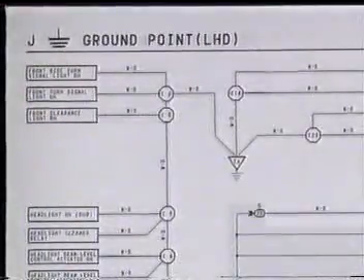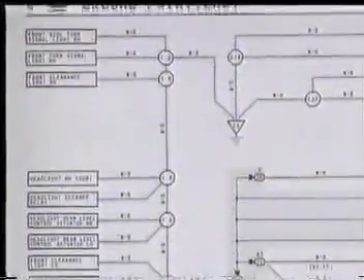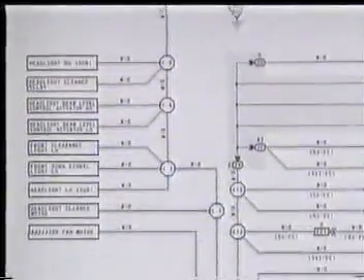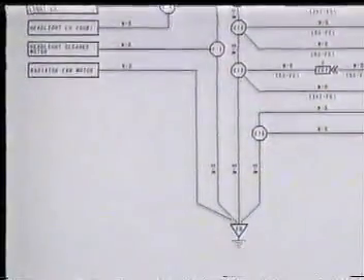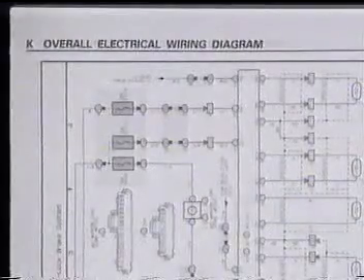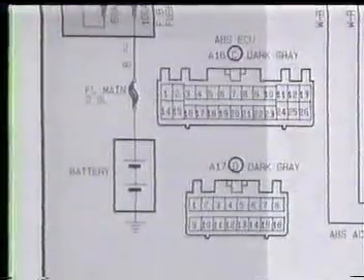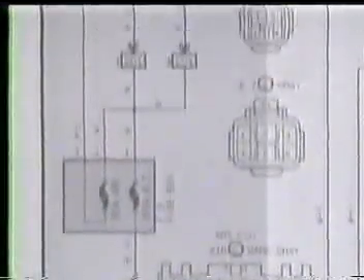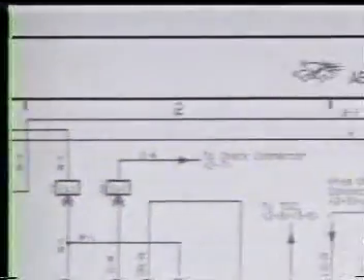The section on the grounding points also shows all ground wires, so you can see at a glance which systems share the same grounding. Finally, there is the overall electrical wiring diagram. With this, it is possible to see the connections from the power sources to the actuators and sensors for each system.